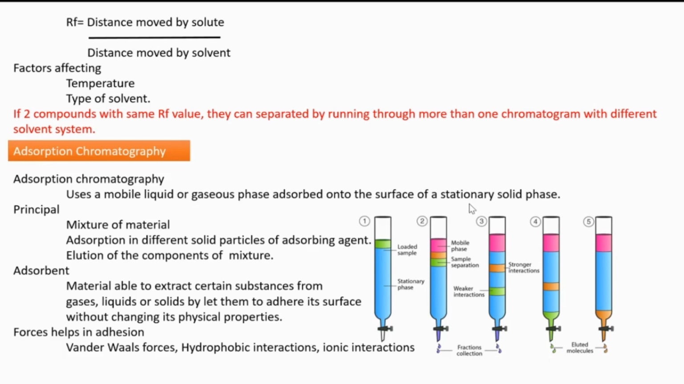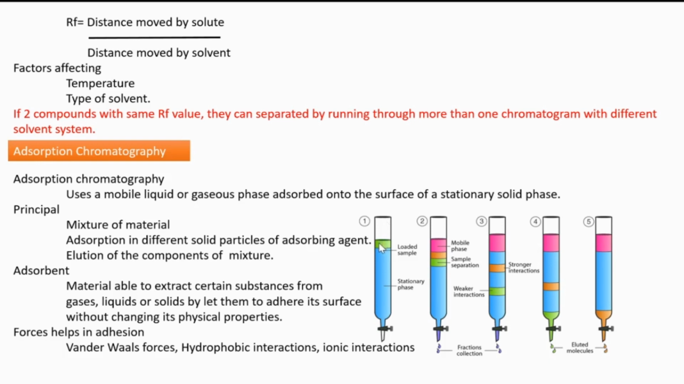There is a stationary phase and a mobile phase in chromatography. In adsorption chromatography, the stationary phase is solid, and that stationary phase is called an adsorbent. To that stationary phase, the mixture that needs to be separated is mixed in a solvent that acts as the mobile phase, and we are pouring it over this column.